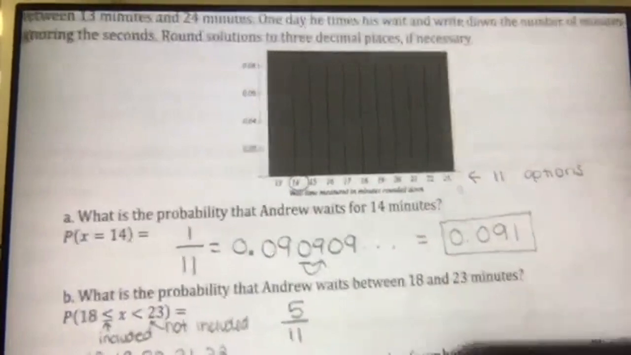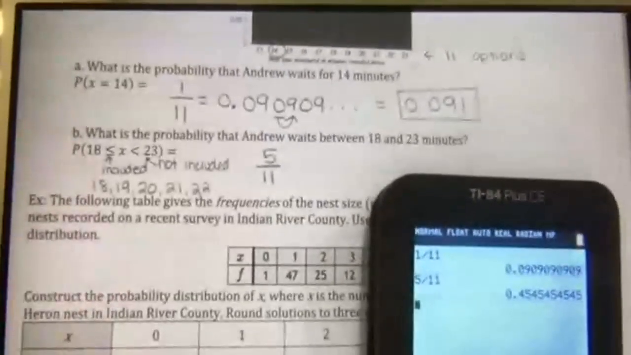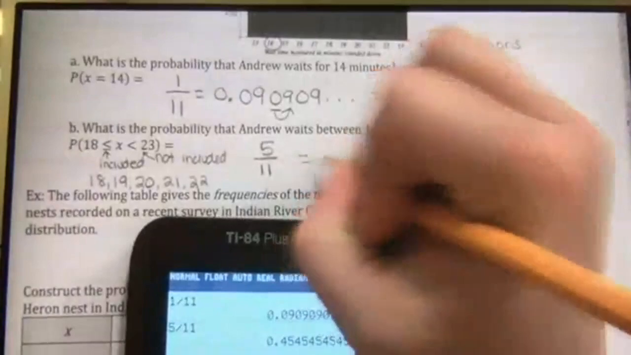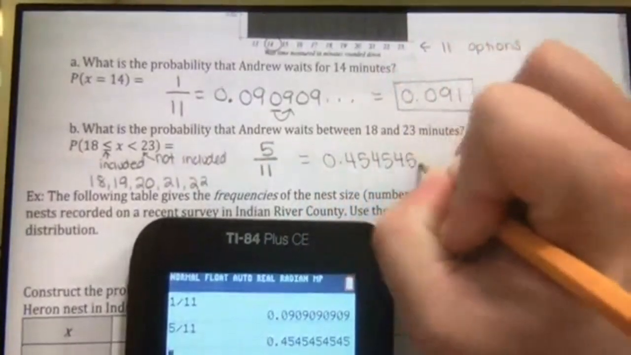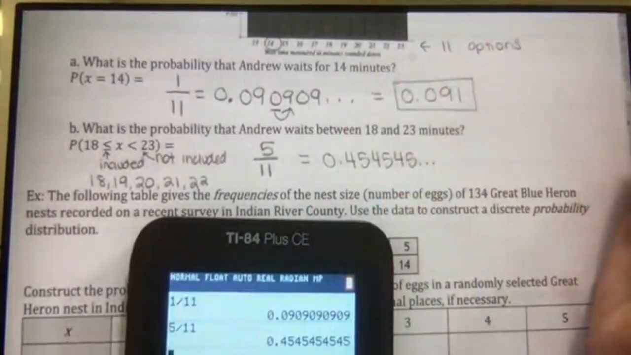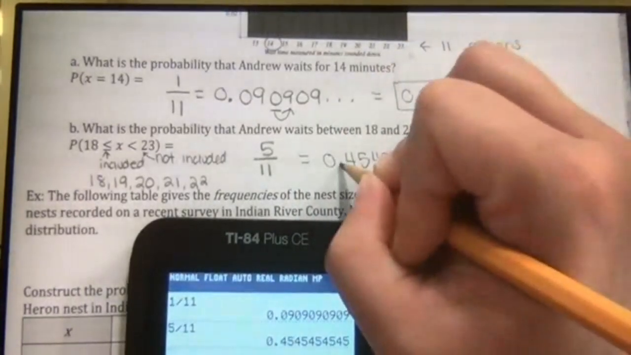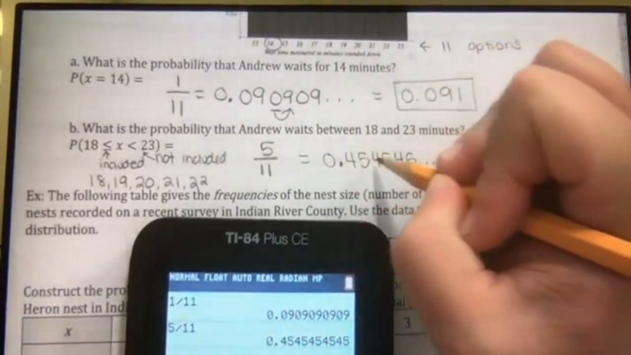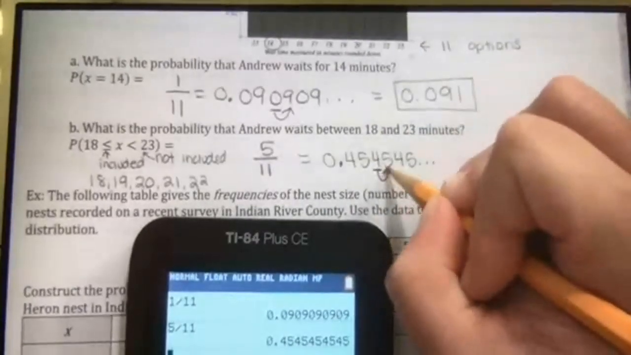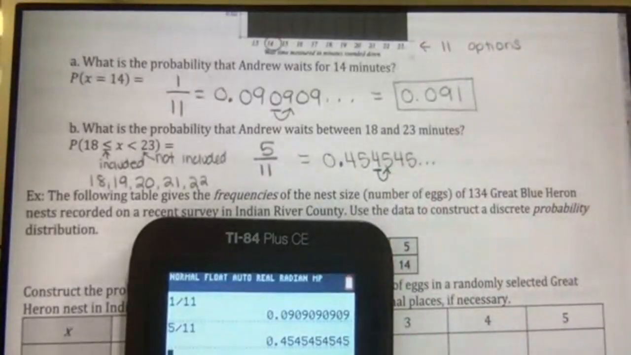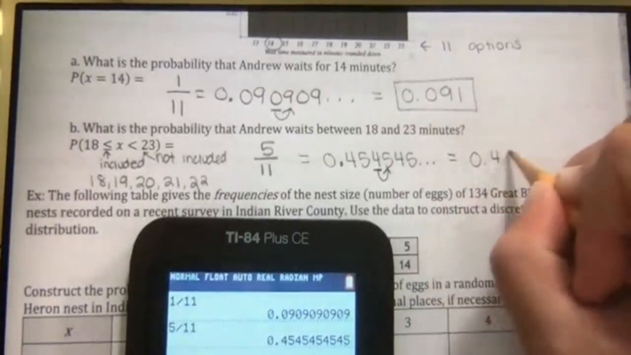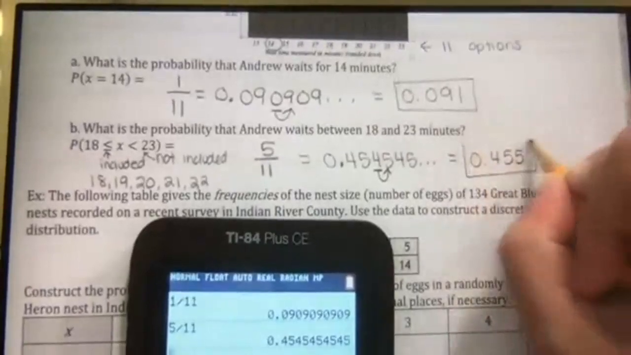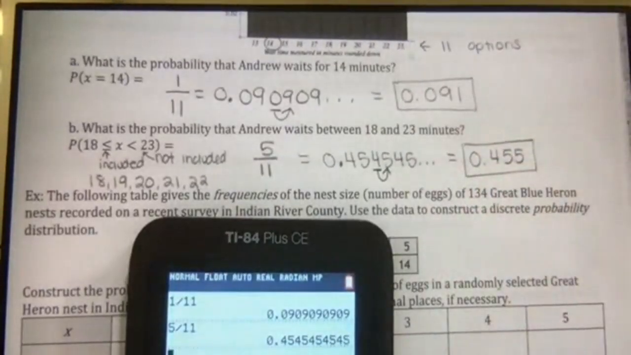So on my calculator, 5 out of that total 11 would give us 0.4545 and so on. Again, rounding to 3 decimal places because the problem told me to do so. I'm looking for the third number after the decimal. So 1, 2, 3, looking at this 4. If I look next door, we have 5. 5 or higher rounds up. So our answer is going to round to 0.455.